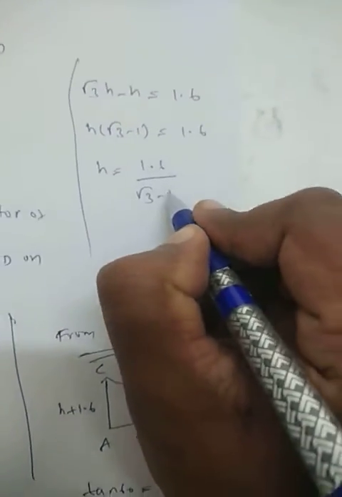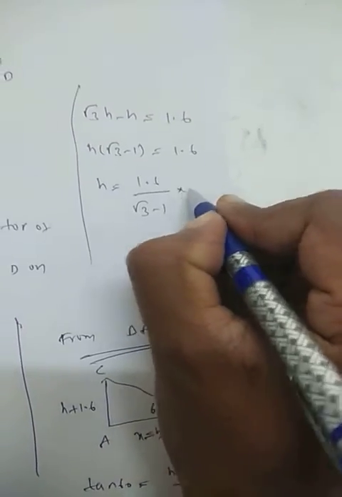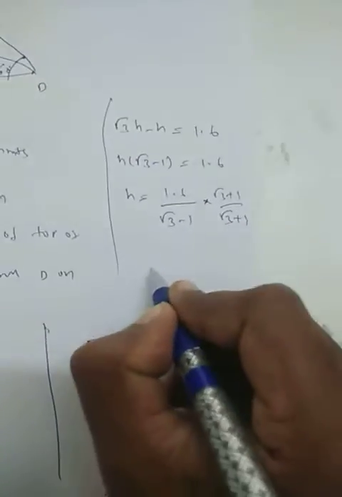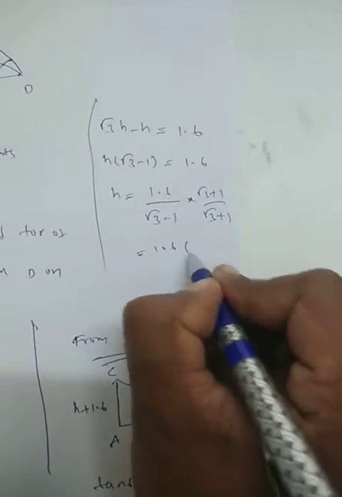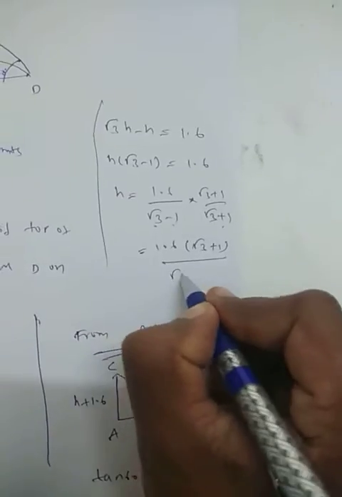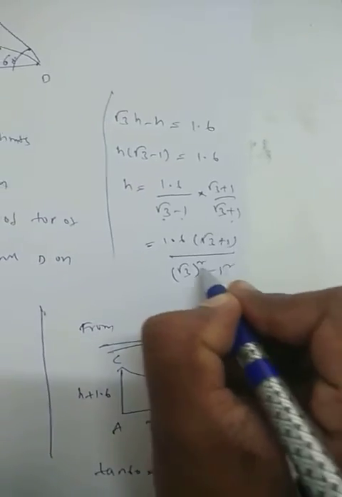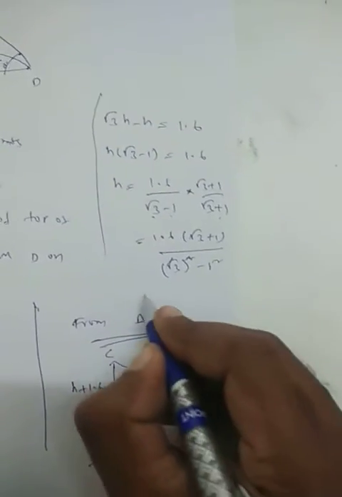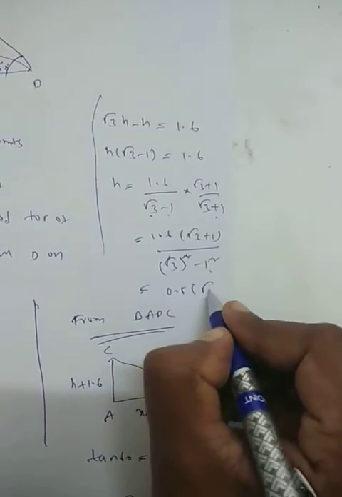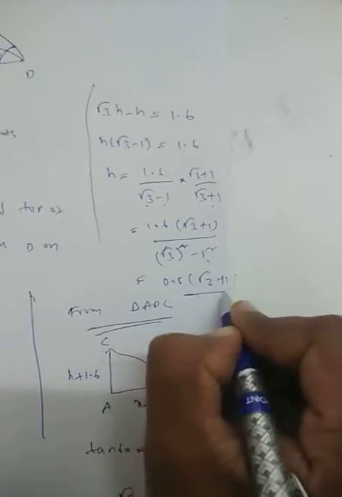So let us do the rationalization for this. What is the rationalizing factor of root 3 minus 1? Root 3 plus 1 by root 3 plus 1. So here 1.6 into root 3 plus 1, by a minus b into a plus b, which is a square minus b square, root 3 square minus 1 square. So here 3 minus 1 is 2. So 2 ones are 2, 0.8s are 0.8 into root 3 plus 1.